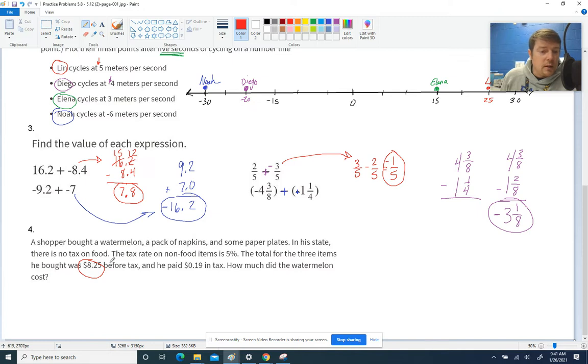But in their state, they only get taxed on food. So they're only taxing the napkins and the paper plates. So the watermelon is kind of out of the picture at the beginning. And we have to focus on what's getting taxed. And what's getting taxed is the paper plates and the napkins.